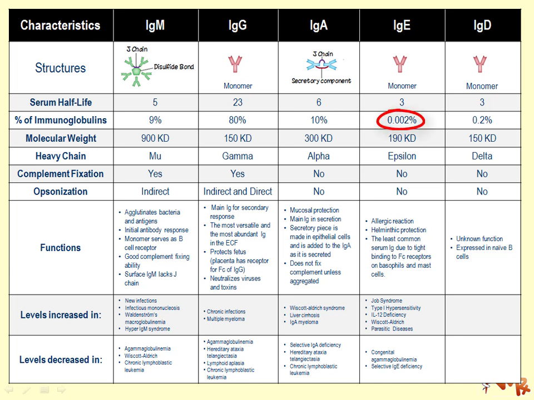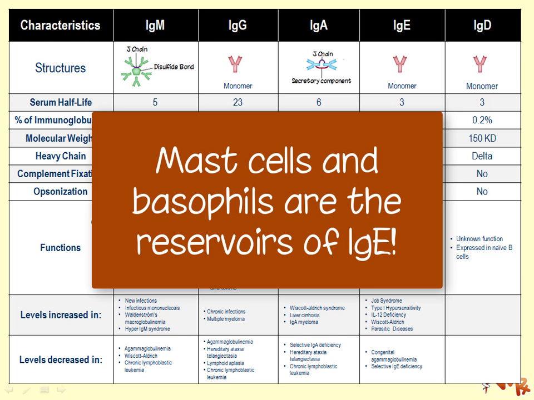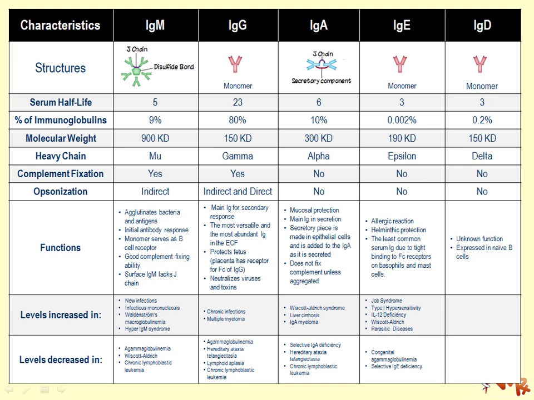As we're going to see shortly, almost most reservoir of IgE in the body is joined to mast cells, and mast cells are in the tissues. They are not in the blood. For that reason, the blood amount of IgE is the lowest.